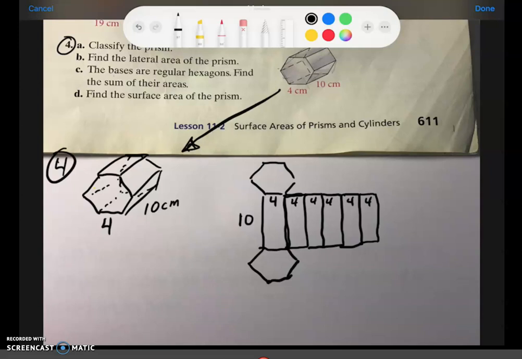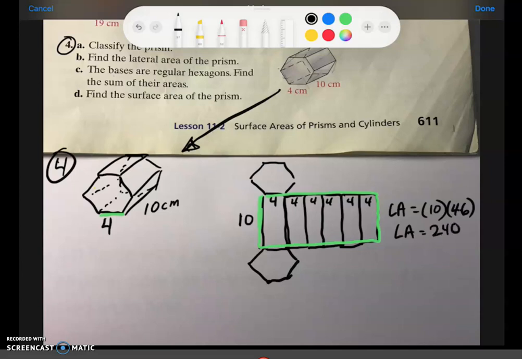Okay, they want us to figure out the lateral area, which is this green section here that doesn't include the 2 bases. Each side here is 4, so if it's a 6-sided figure, it's 4 plus 4 plus 4, 6 times, that's 24. This lateral area is basically height of 10 times 4 times 6, 24. And so this lateral area is 240.